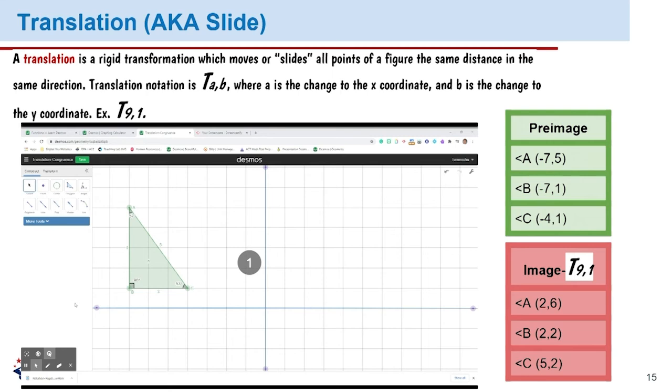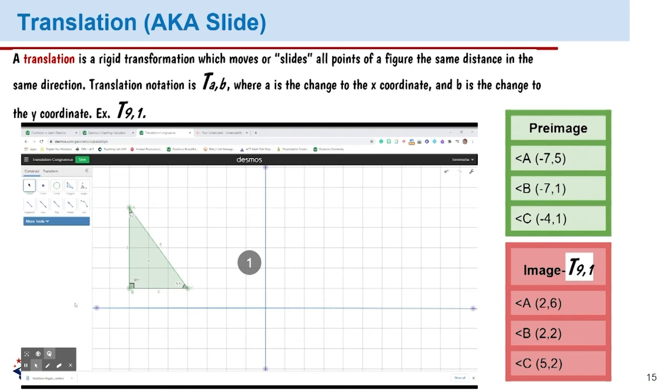Now let's look at a translation, which you may have heard of as a slide. But again, the mathematical term is translation. A translation is a transformation which moves or slides all points of a figure the same distance in the same direction. Translation notation is the capital T with the subscript of A and B, where A is the change that is made to the x coordinates and B is the change that is made to the y coordinates.